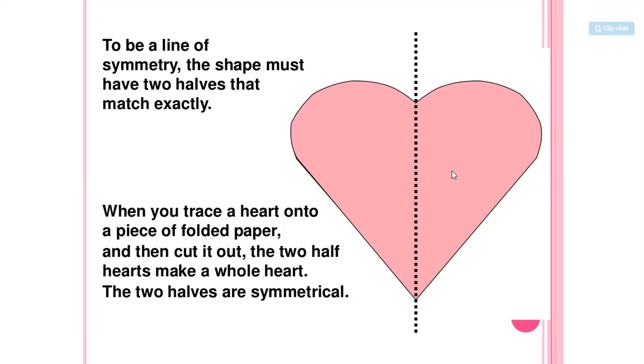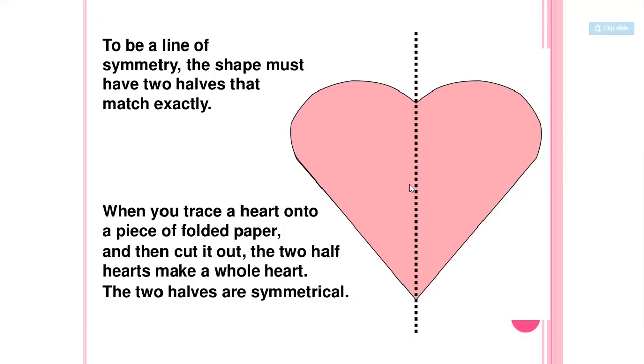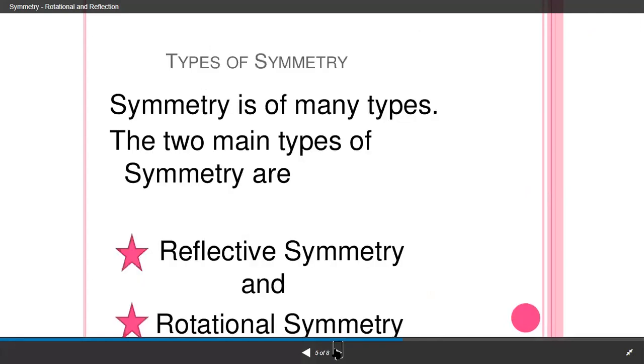Okay, these two halves are called symmetrical. These two halves of the heart are called symmetrical. When you trace a heart onto a paper, it means you draw the shape of a heart on the paper and then cut it out. The two half hearts make a whole heart. The two halves are symmetrical. These two are called symmetrical.